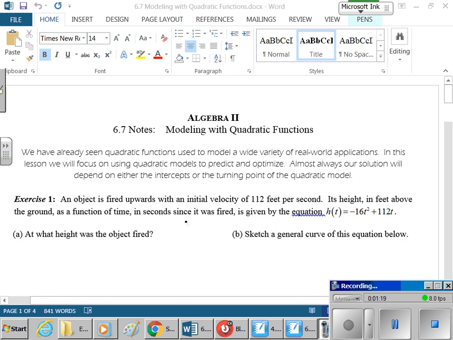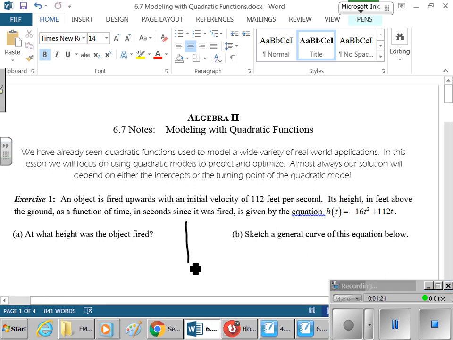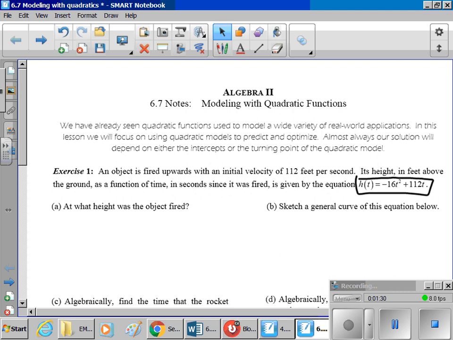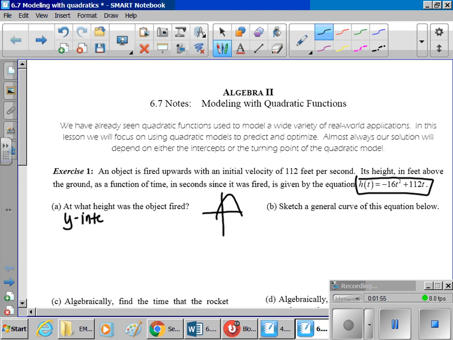I always go back to think to myself, well, I know that if I have a negative leading coefficient, this is going to look something like this. Now, if by chance it is being fired from the ground, the height will be 0, but I don't know where that is. So I need to find out what the y-intercept is. Because we don't have a constant here, what I'm looking for is the y-intercept, where x is equal to 0.